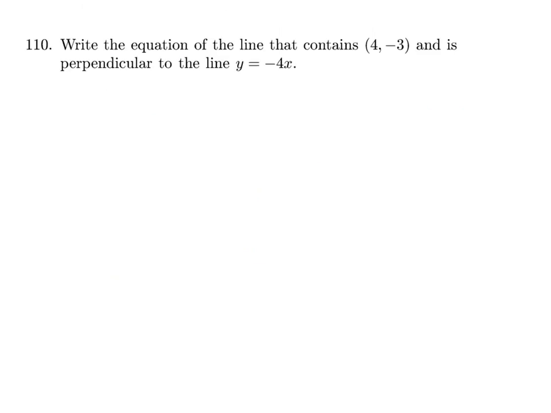All right, write the equation of the line that contains (4, -3) and is perpendicular to the line y equals -4x. Okay, so here's the slope of this line. I need the slope of a line that's perpendicular to this one. So I could rewrite this as -4 over 1. So I have to flip it and make it negative. All right, so my new slope is positive 1/4.